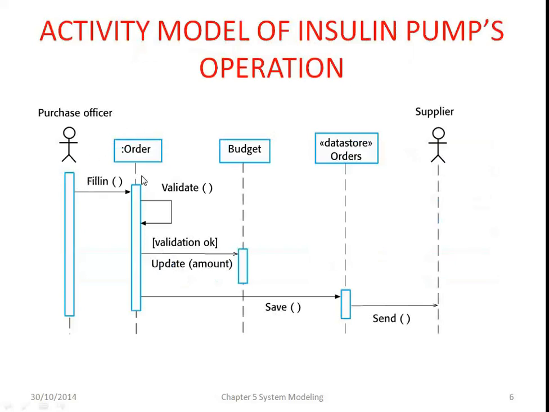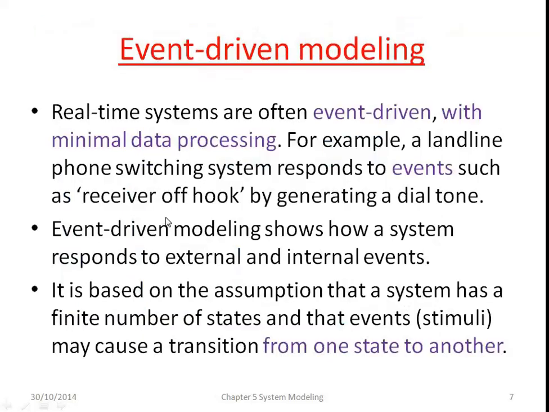Here is an example of order processing. Fill in and give the order, then check whether it is valid or not. Suppose it is validated, then update the amount and save it. This is the data store for orders and suppliers, and it sends the order. So all these activities occur based on the data.